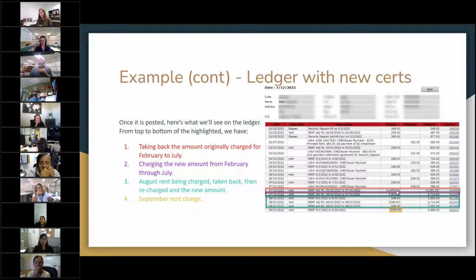Then we have that negative charge to kind of return what was originally charged from February to July. And we have the replacement charge, February to July, of the new higher amount. Same thing kind of happens with just August. It's the original charge, taking it back, and then replacing it with the higher amount. And then because we posted, it's going to charge new rent for September, already out into September. You can see what was once a $2 credit is now turned into, as of July 12, $2,714 that's owed.